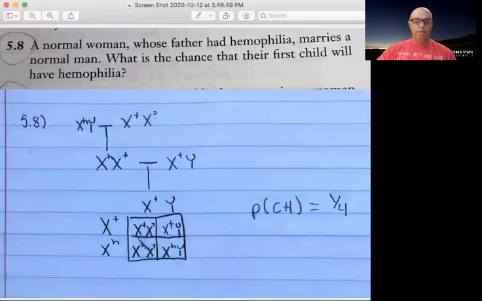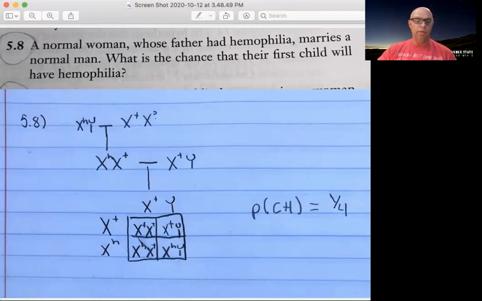Okay, so 5.8 is similar to the one that we did in lecture on the PowerPoint, but since I don't have the video of that one, just because in the PowerPoint it kind of shows you how to do it through a pedigree, I thought I would make this video and show you a slightly different way to do it than what you would have seen on the lecture video.